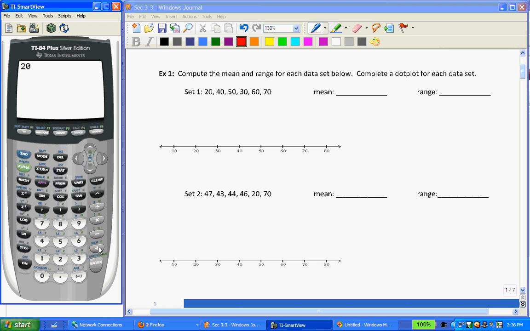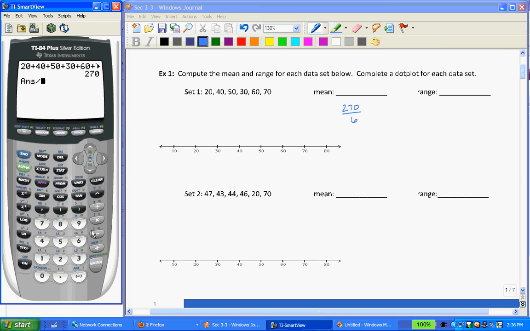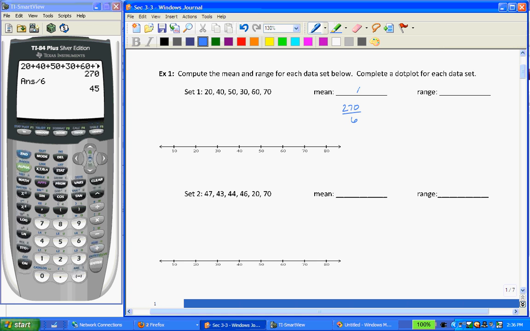So we have 20 plus 40 plus 50 plus 30 plus 60 plus 70. So that's 270, and we have 6 data values. So our mean is 45. And for the range, I just need the lowest value and the highest value. Well, the highest value looks to be 70, and the lowest is 20, so the range would be 50.